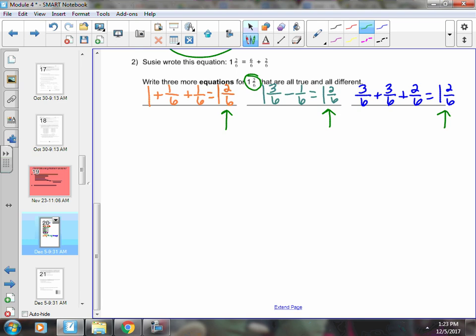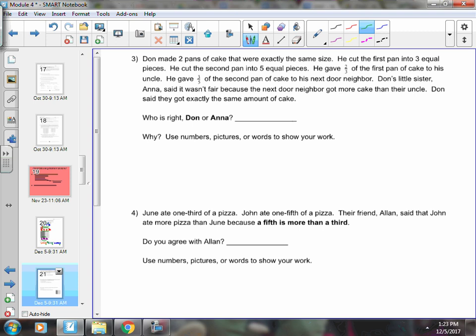Okay? On to page 2. Don made 2 pans of cake that were exactly the same size. He cut the first pan into 3 equal pieces and the second pan into 5 equal pieces. He gave 2/3 of the first cake to his uncle and 3/5 of the second cake to his next door neighbor. Don's little sister Anna said, "That's not fair. The next door neighbor got more than the uncle." Don said they got exactly the same. Who is correct, Don or Anna?